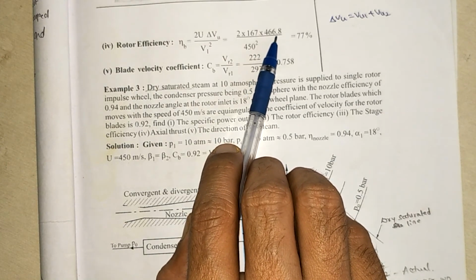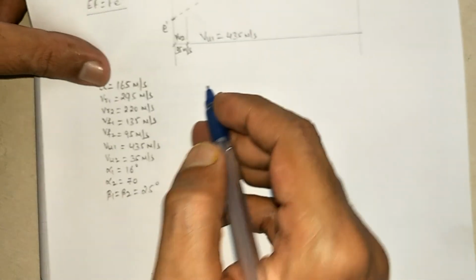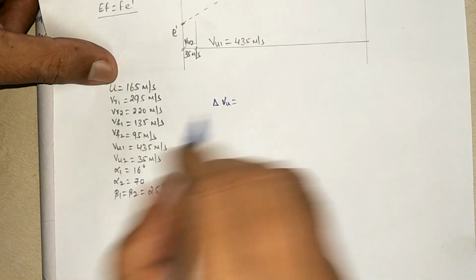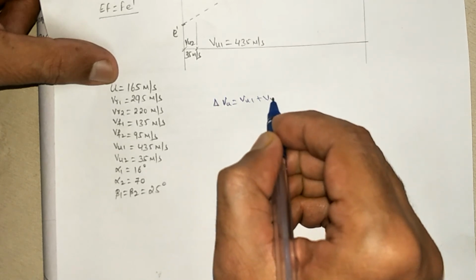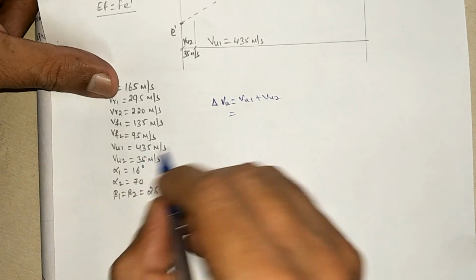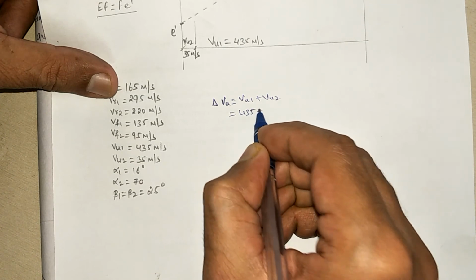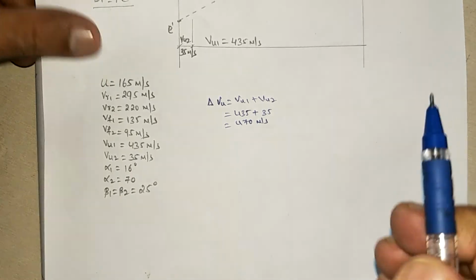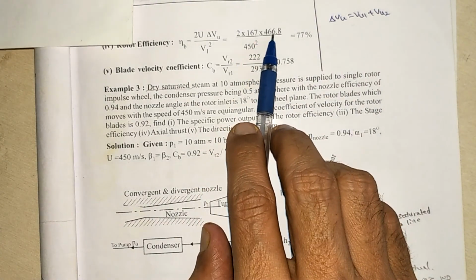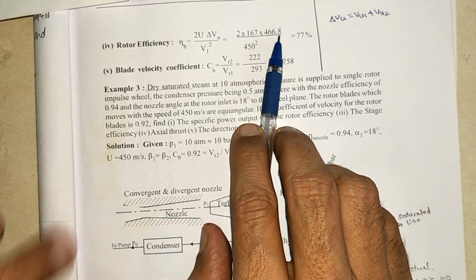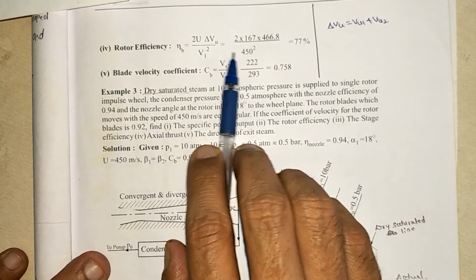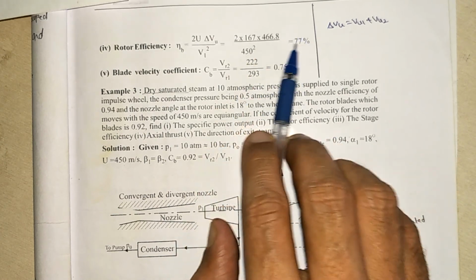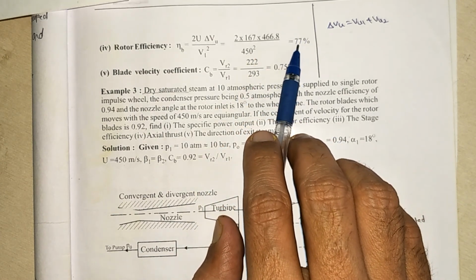466 is the value of delta vu, vu1 plus vu2. So vu1 is how much here? Delta vu is equal to vu1 plus vu2. So vu1 is 435 plus 35, so we are getting 470 meters per second, whereas this value is 466.8. This is also acceptable, no problem. So divide by v1 square. V1 is already given in the problem, 450 square. So the overall rotor efficiency is 77%.